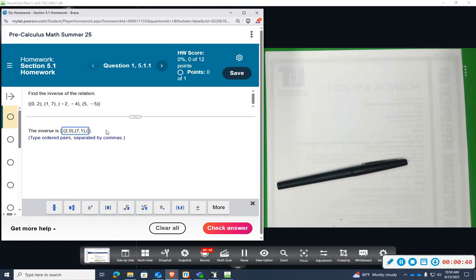The next one, instead of (-2, -4), we're going to do (-4, -2). And then in the final one, instead of (5, -5), we're going to do -5 first and then 5. Okay, and so now we have ordered pairs in which we've interchanged or swapped x and y.